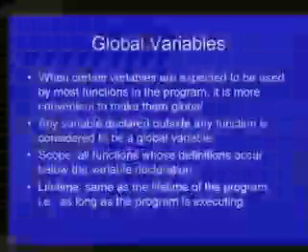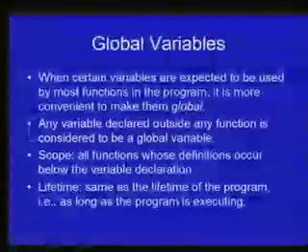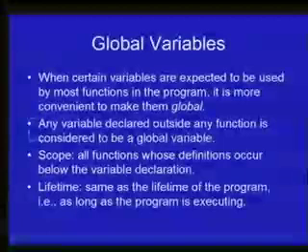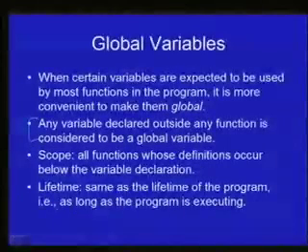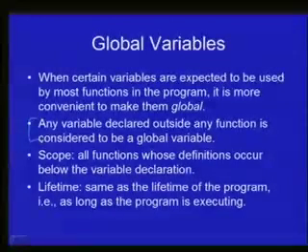So, in those cases, what you might prefer to do is to make these variables global. Making a variable global implies that the variable is accessible from all functions in the program. To make a variable global, what you need to do is to declare it outside any function. That is, the declaration of the variable is not within the body of any function, it is outside any function. And if we do that, then the variable automatically becomes global.